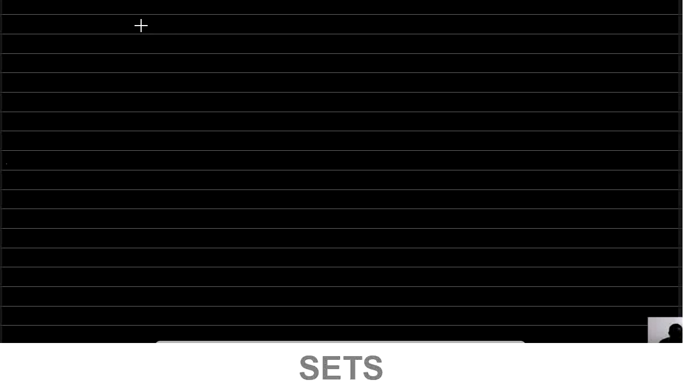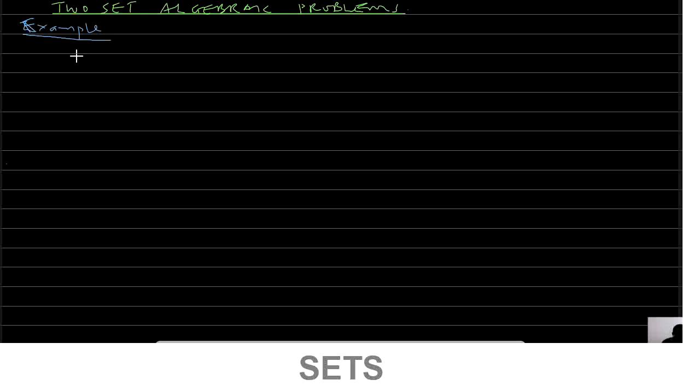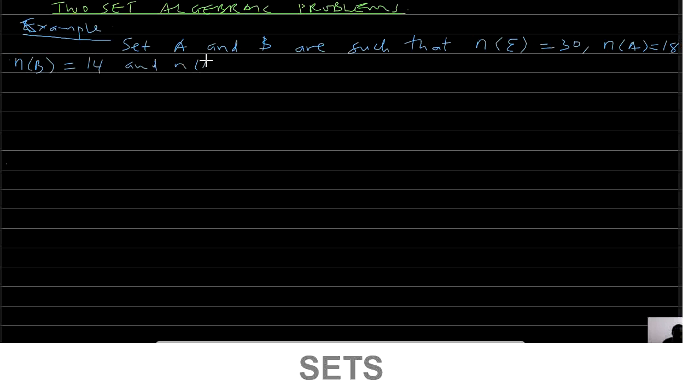In this lesson, we are going to look at the two-set algebraic problem. Example: sets A and B are such that the number of elements in the universal set is 30. The number of elements in set A is 18. The number of elements in set B is 14. And the number of elements in (A union B) complement is equal to 5.